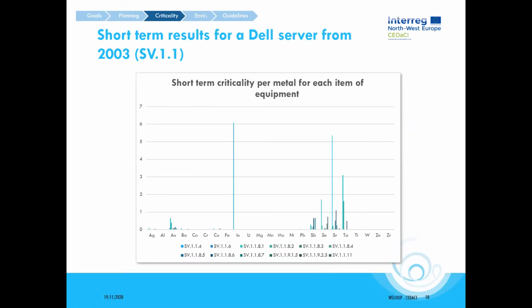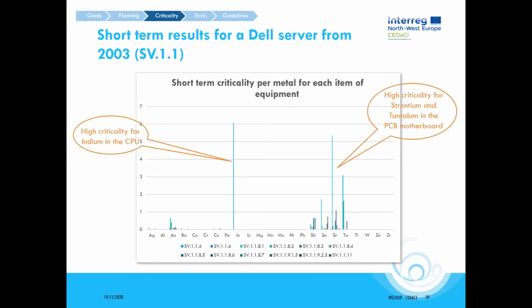Here, short-term results for a Dell server from 2003 are presented in some graphs. It's just an example, so these results are not necessarily representative of more recent generations and more recent servers. This graph shows us short-term criticality per metal for each part of the server, and we can observe that there is a high criticality for indium in the CPU, and also high criticality for strontium and tantalum metals in the PCB motherboard, that is the main PCB of the server.